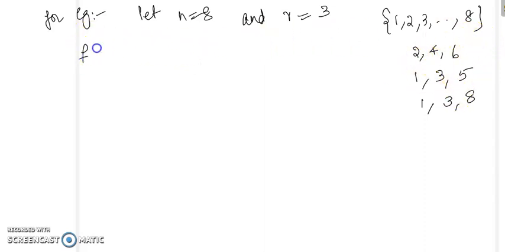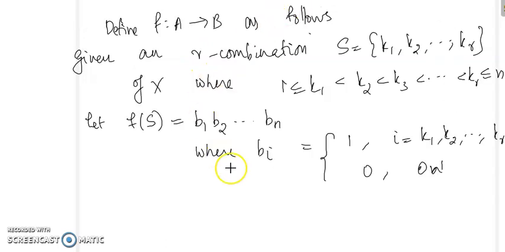Now let us define what is f of {2, 4, 6}. So this is how we have defined f of s, with the value b1, b2, bn. So whenever i is equal to k1, k2, etc. kr, bi will take the value 1 and it will be 0 otherwise. So let us take the value. Okay, let us look at what is the value of b1.